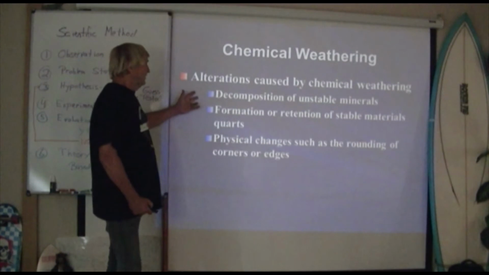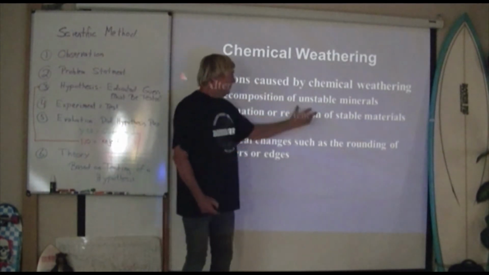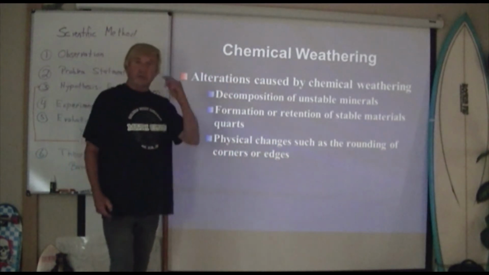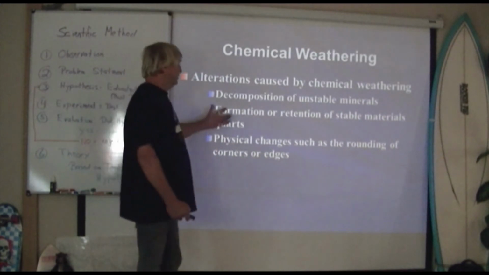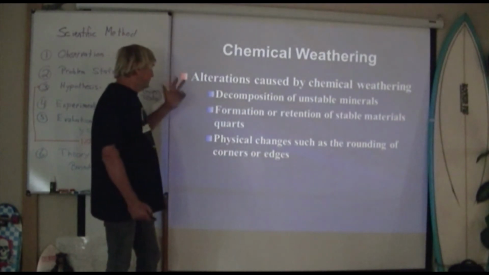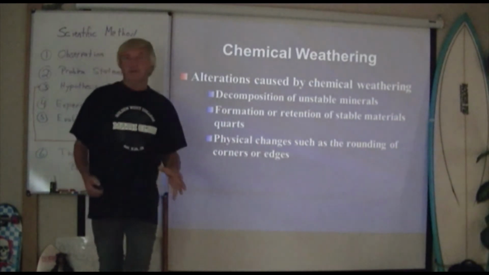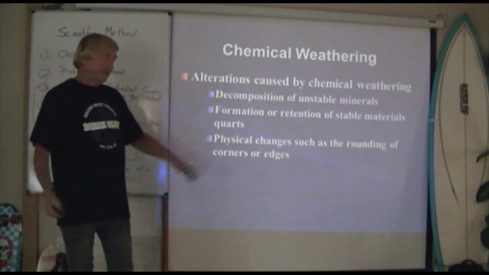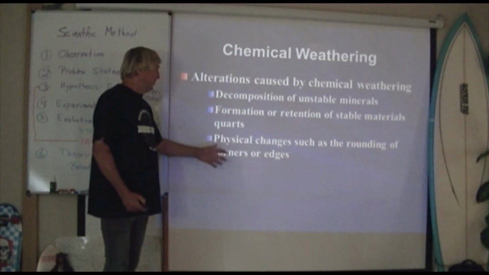So basically what it does is decomposition of unstable minerals. The unstable minerals, it turns out, are the iron-rich minerals. They fall apart. Plagioclases fall apart. They contain minerals like potassium and aluminum. The aluminum will actually go to form clays. And quartz is very stable. It just simply stays together. It doesn't break down like the plagioclases and the micas. The micas disintegrate. And so what happens to quartz is it basically physically changes into the rounding.